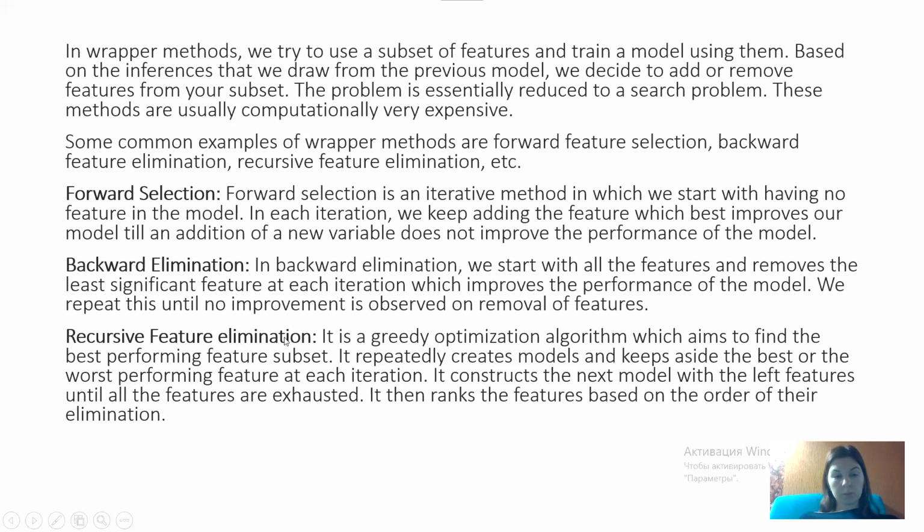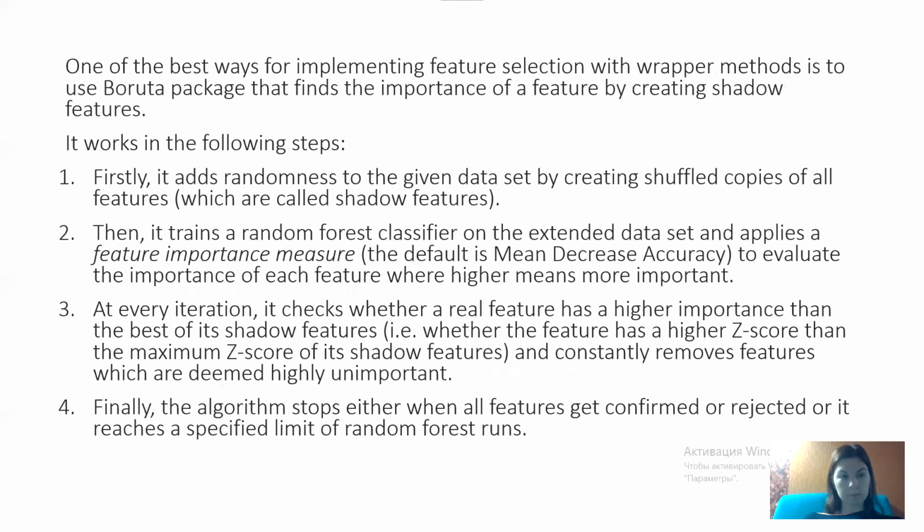And recursive feature elimination is a greedy optimization algorithm which aims to find the best performing feature subset. It repeatedly creates models and keeps aside the best or the worst performing feature in each iteration. It constructs the next model with the left-over features until all the features are exhausted. It then ranks the features based on the order of their elimination. So we also rank it using your model. We may use decision trees in order to rank the features by their importance, and a lot of other techniques.